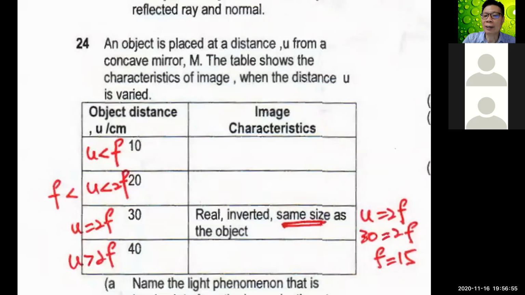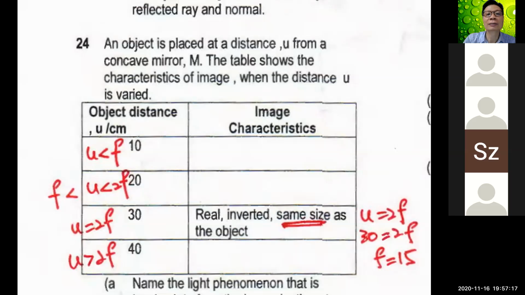Tao Xiang, understand or not? Yes, sir. You understand? Justin, okay or not? Understand? Understand. Okay, okay. Jiawei, Yong Jiawei, do you understand? Yes. Okay.